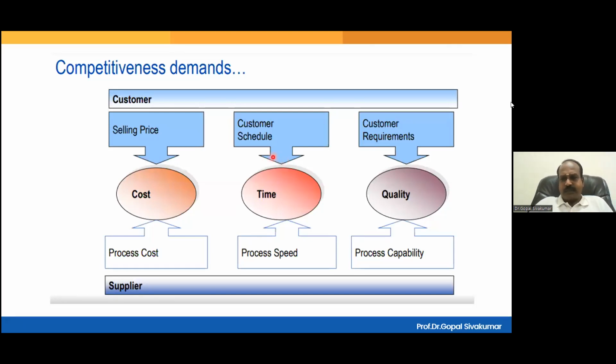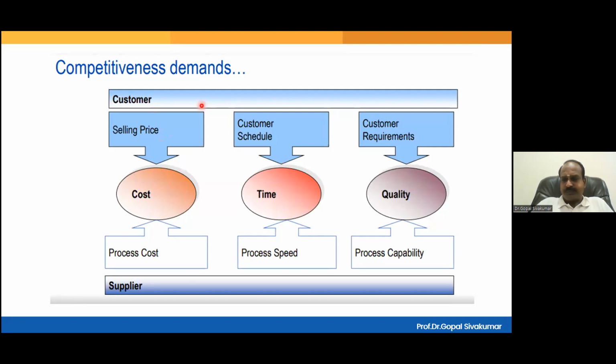For example, anything related to the cost truly depends on the cost of the process. Am I right? I can make a product using different methods. Accordingly, there will be a cost involved, isn't it? Yes, sir. So it is fundamentally the process cost that drives the selling price.